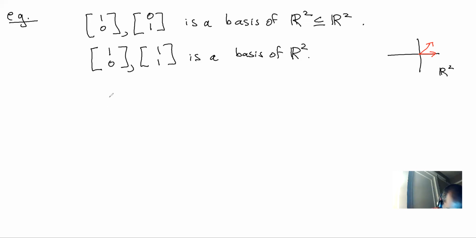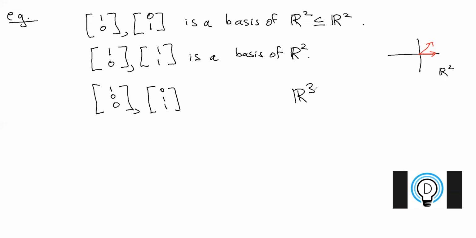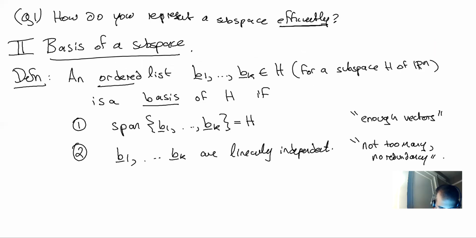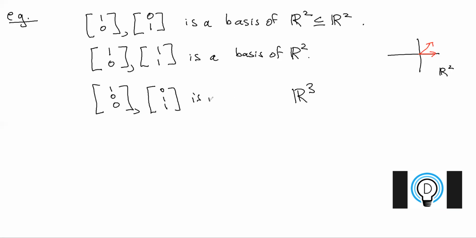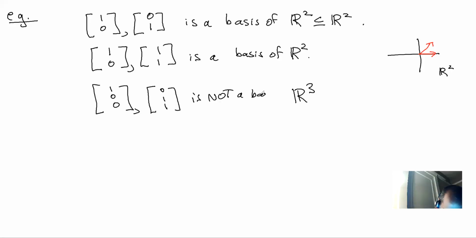Okay, what about this set? So is this a basis of R3? No. No, why not? You don't have enough vectors. You don't have enough vectors to do what? To span R3. To span, exactly. So this is not a basis of R3 because it doesn't span, right?